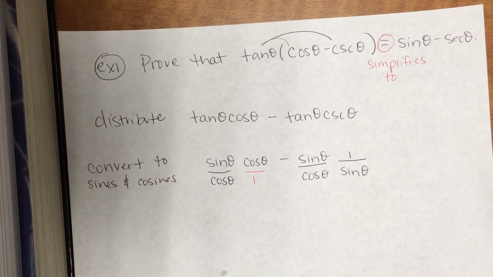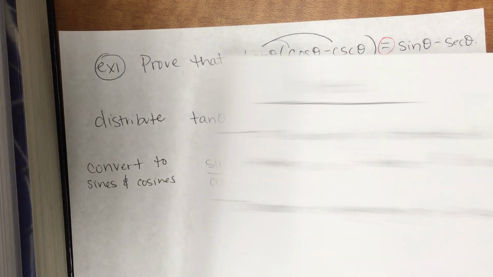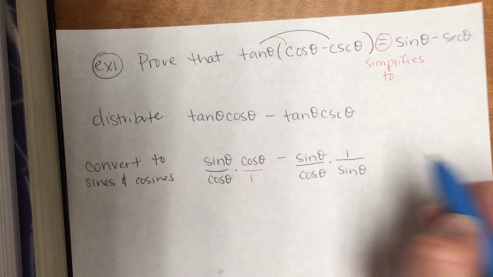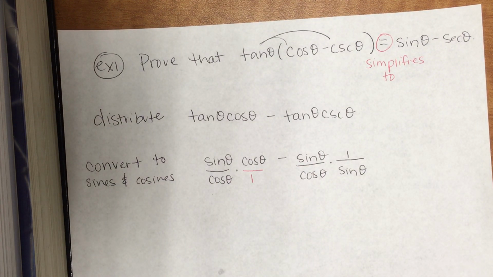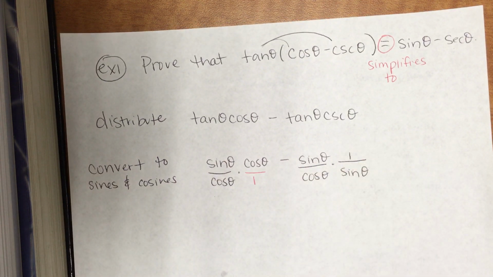All right, so now that we have everything written in terms of sine and cosine, let's go back to our simplifying hints and see if there's anything that's helpful here. We've already distributed and combined like terms. We can't really do that, but we can factor and cancel here, or we don't have to factor because these are already multiplied together, so I don't really have to break anything apart. It's already telling you multiplied these two, multiplied these two.